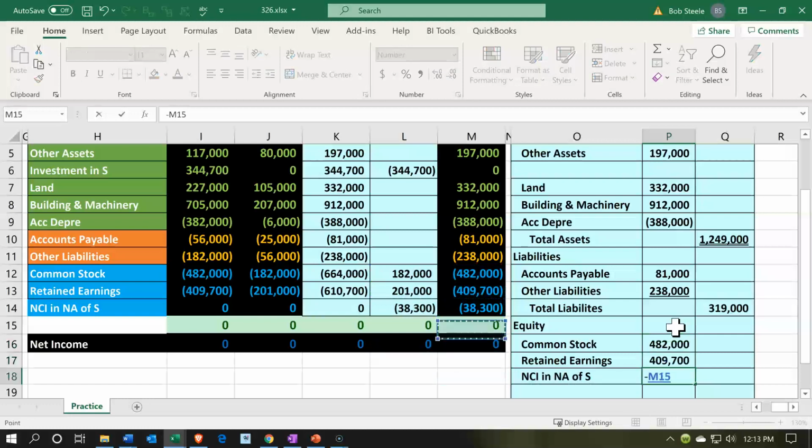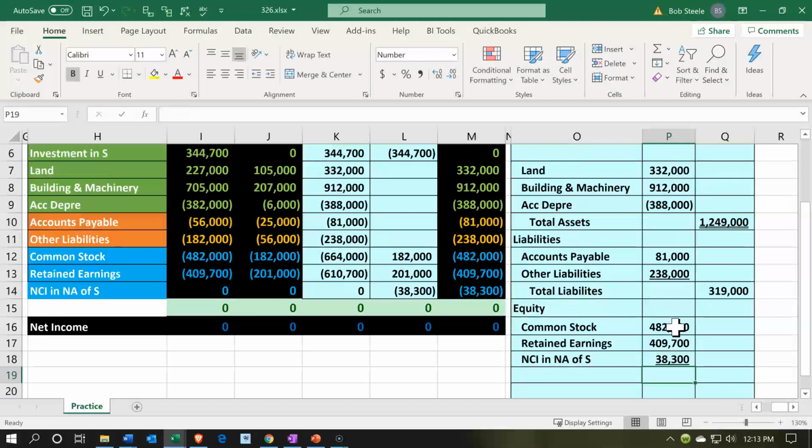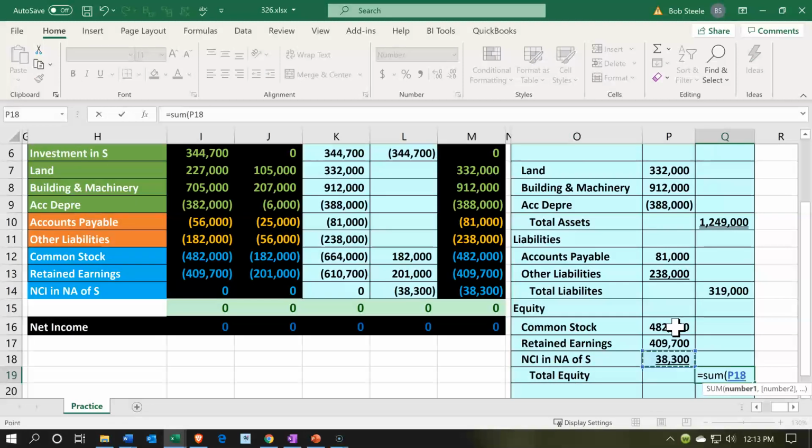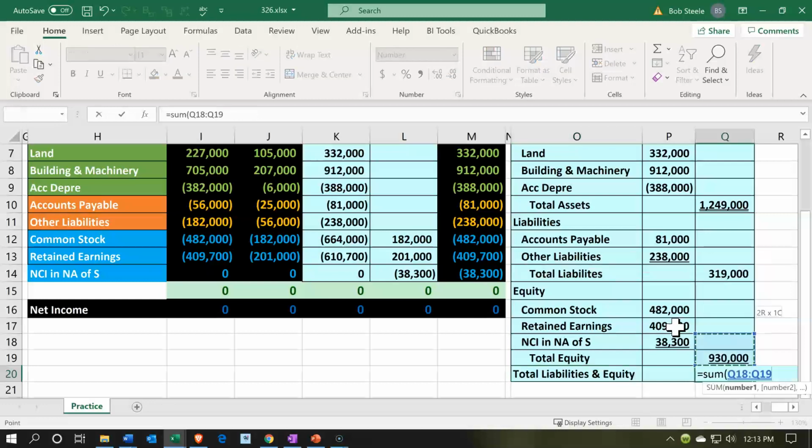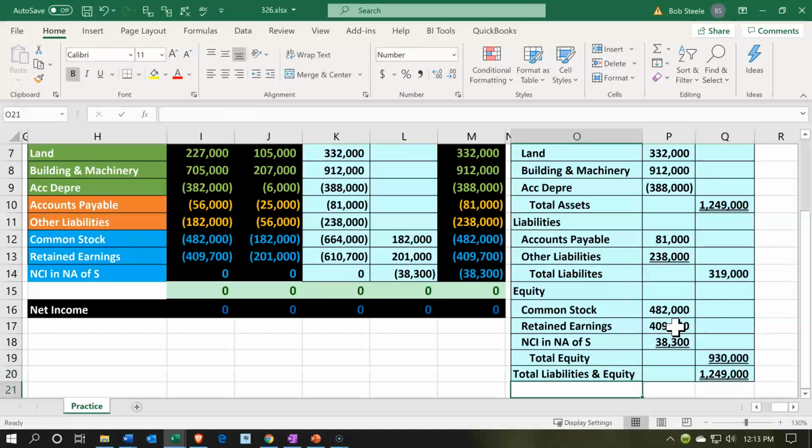So there's the new thing that we have to put into the equity section of the consolidated balance sheet. And then that's going to be the total equity. And if we sum that up, we have that. And then we have the total liabilities and equity. And if we sum that up, we will then be balancing, of course, hopefully. Now, if I spelled anything wrong, I apologize. But the main point is, this is the new line item.